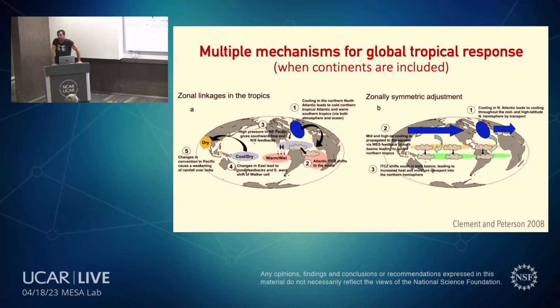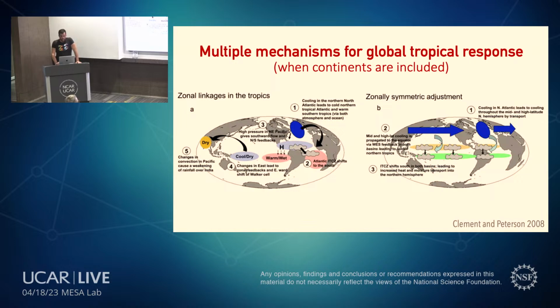When we include continents in this type of simulations, the picture is a lot more complicated. And this is a summary of potential mechanisms in a review by Clement and Peterson from the same year. And they argue that there are two mechanisms. There's one in which cooling in the North Atlantic gets to the tropics and then is propagated zonally, mainly towards the west, across the Pacific, and then into the Indian monsoon. So that's one mechanism. And then more of a zonally symmetric adjustment in which cooling of the North Atlantic influences the northern hemisphere affected by the westerlies, and then it propagates into the tropics, shifting the ITCZ uniformly across the world.